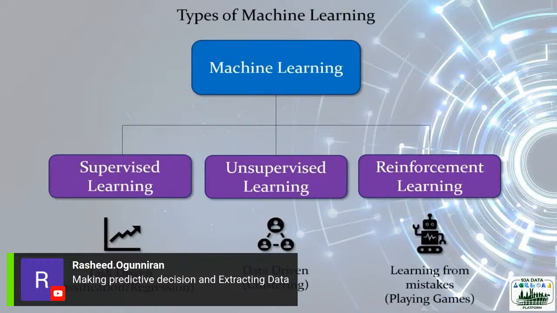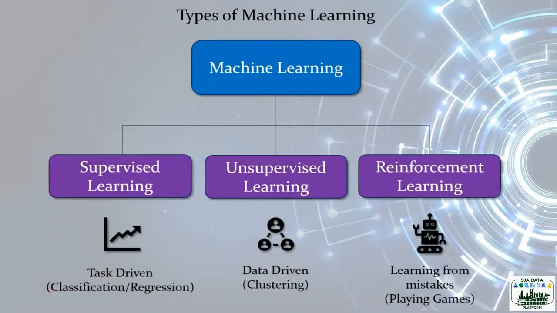We have three types of machine learning. Number one, we have supervised learning. When you talk about supervised learning, this is more around your regression. Y is a function of X. Anytime you know the value of X, then you can use that to predict the value of Y. That is what we call supervised learning.